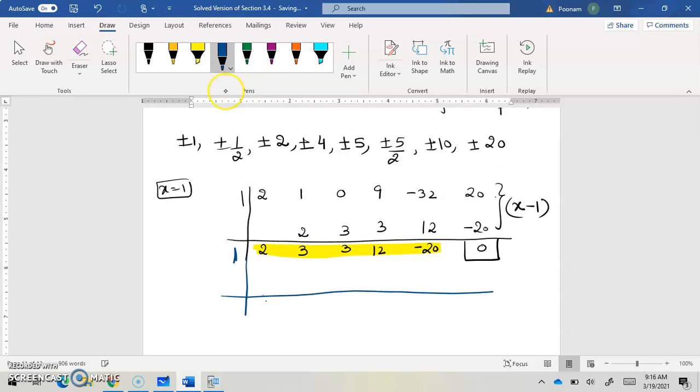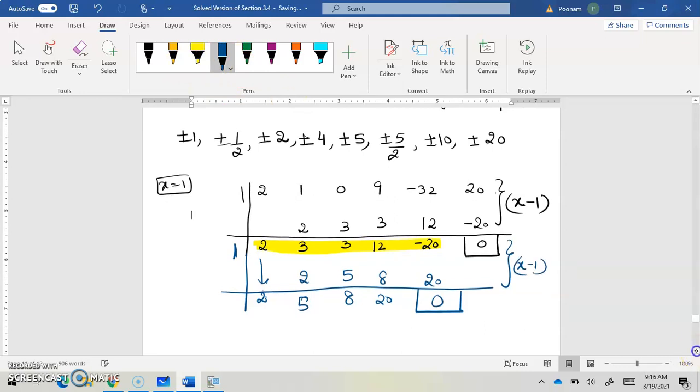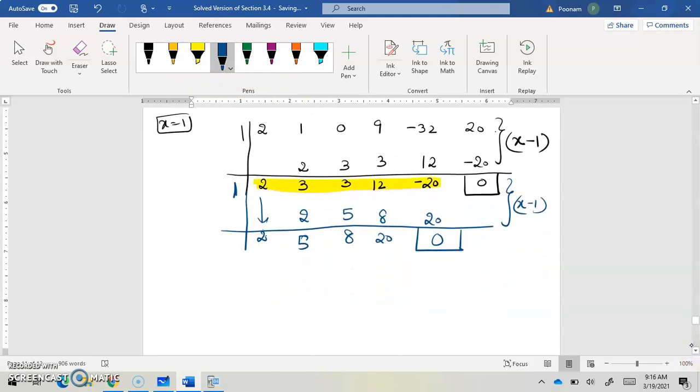So 2 comes down, multiplied with 1 it's 2, add 5, multiply. 8, multiply with 1, 8 here, that's 20. 1 times 20 is 20. And what do we get? 0 again. That means x minus 1 is again a factor. So x minus 1 is a factor twice. What other zero can we try?